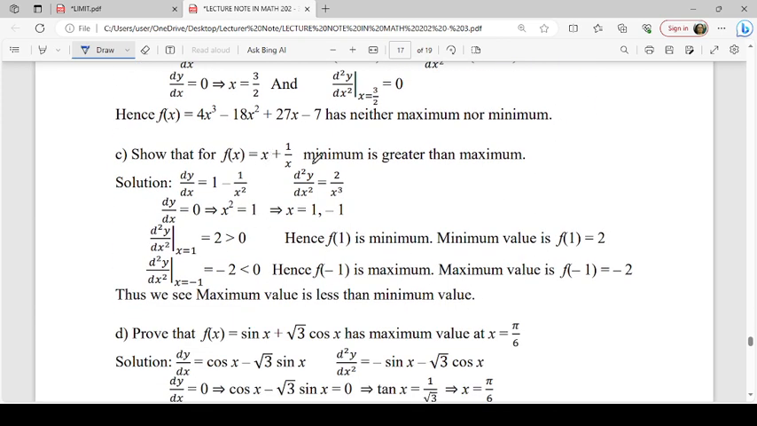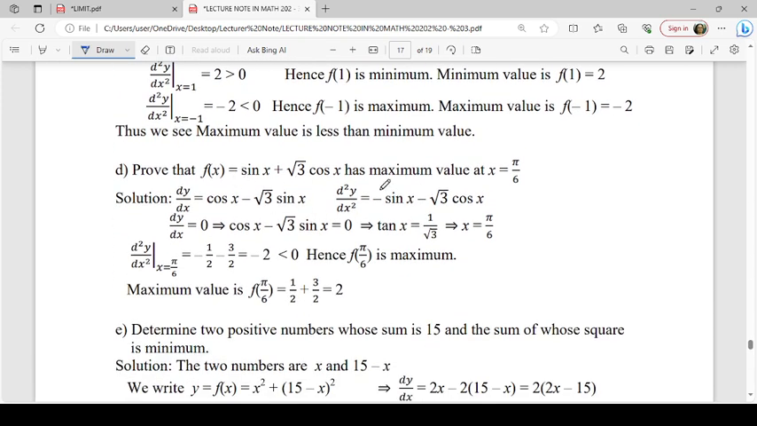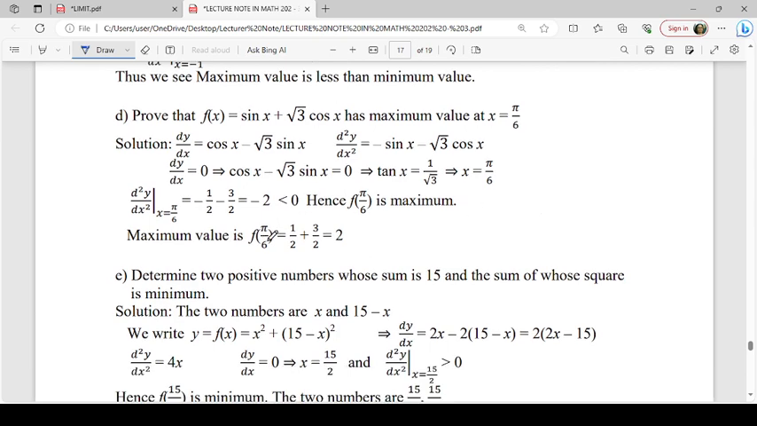Then this one, maximum is less than minimum here, x plus 1 by x. Then so this is also maximum value, minimum value.